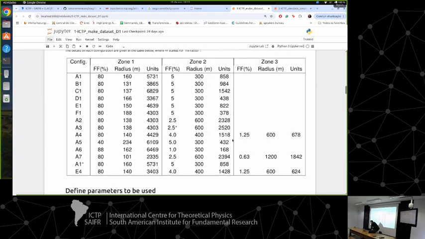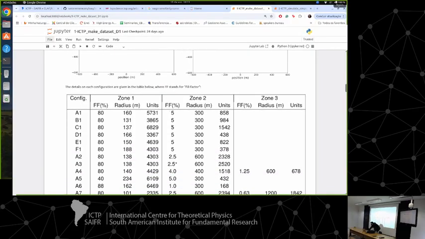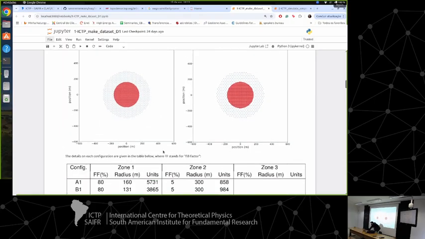This is a very useful table for people working on SWGO, where we can see the differences between the different tanks and arrays. We have the fill factor in zone 1, which is the internal zone, and the fill factor given by FF here in the external zone.